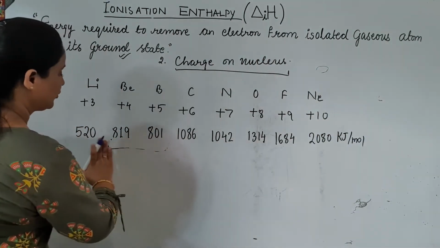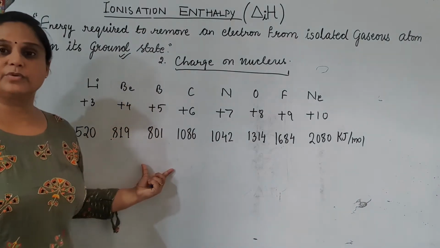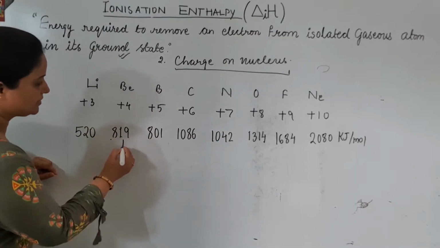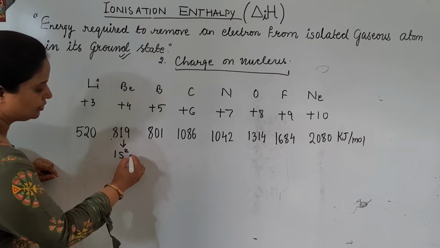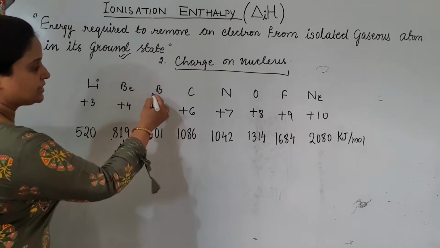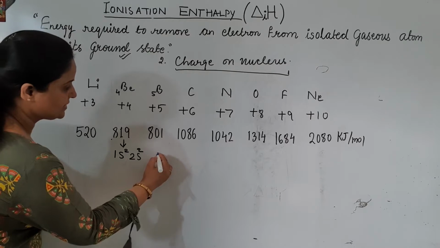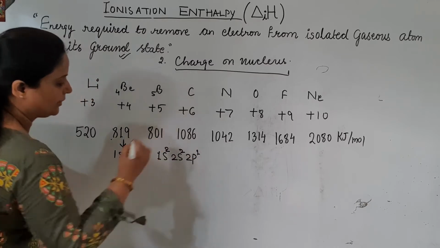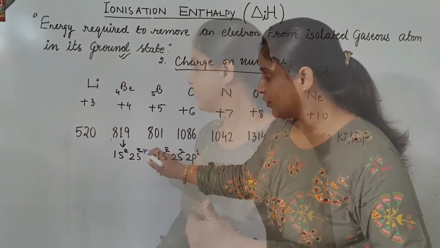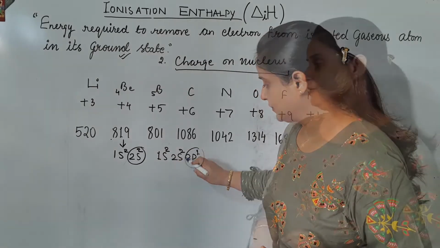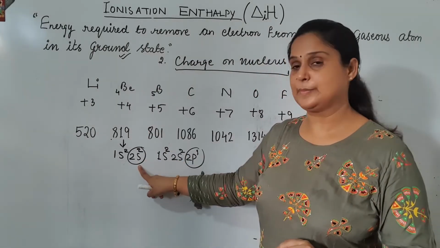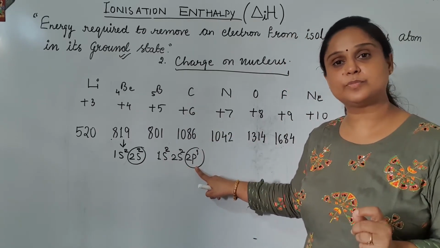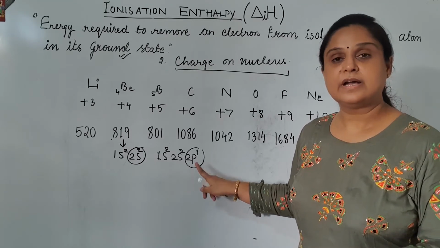So first of all, before going to this factor, I am going to write down the configuration of these electrons so that you will understand that factor. So I am writing down the configuration of this beryllium 1s2, 2s2. Boron is 5. So the configuration is 1s2, 2s2 and 2p1. Now you have to see from where you are going to remove the electron. So you can see here that in case of the beryllium, I have to remove the electron from the s orbital. And in case of boron, I have to remove the electron from the p orbital.